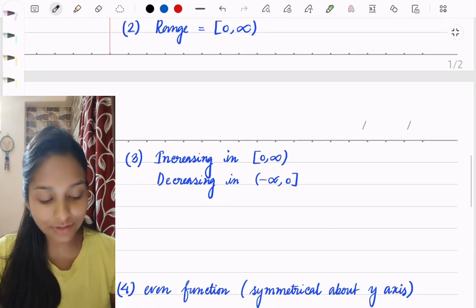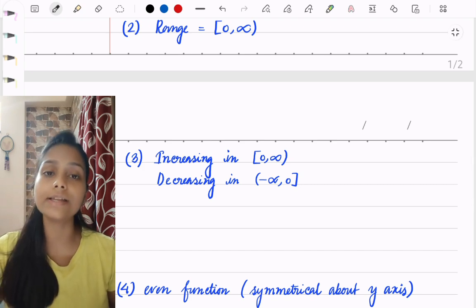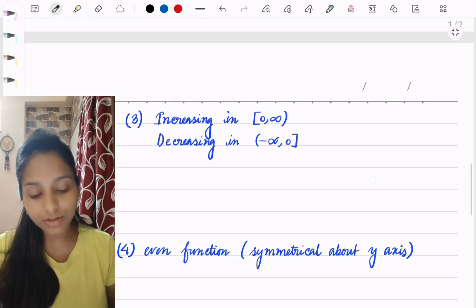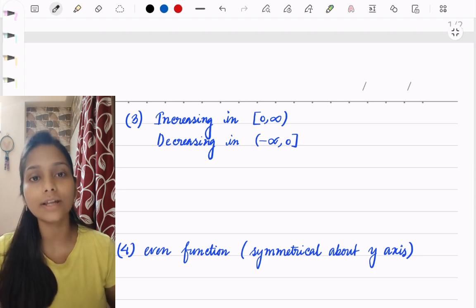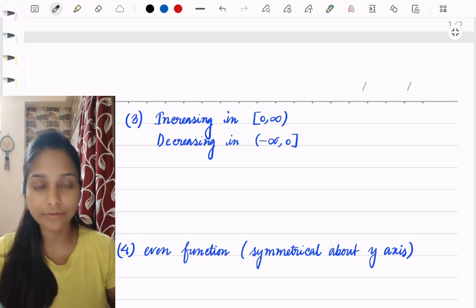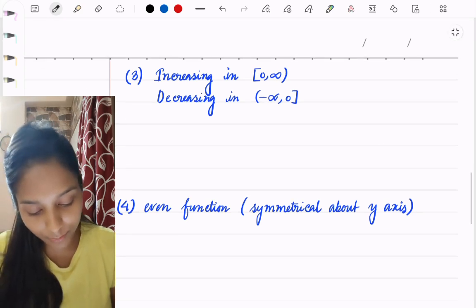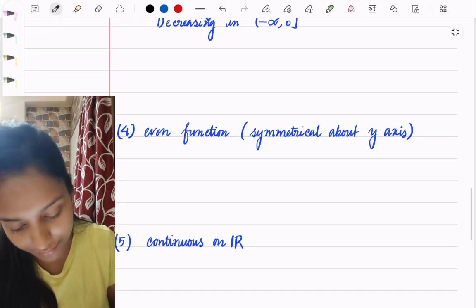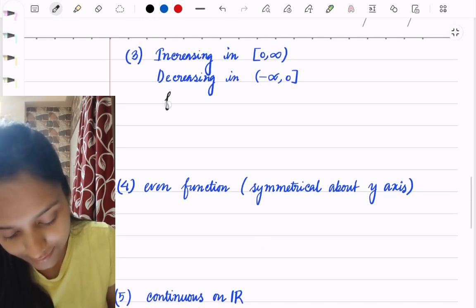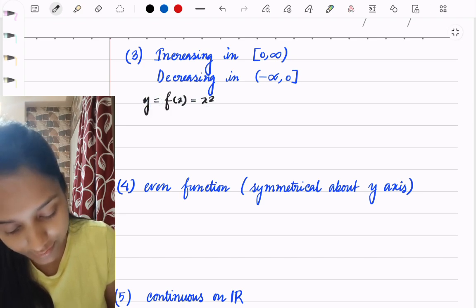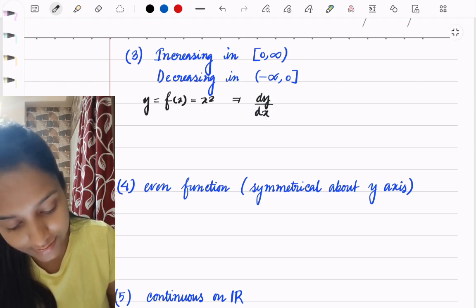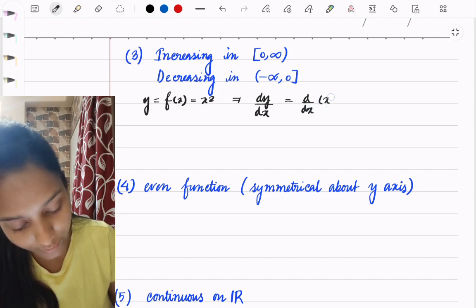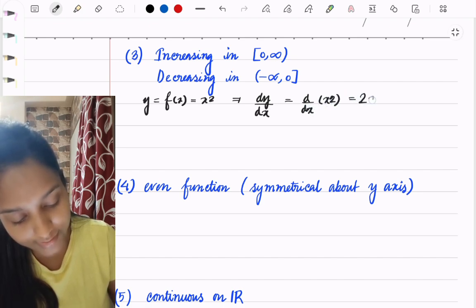Next, this function is increasing from 0 to infinity and decreasing from minus infinity to 0. For understanding the increasing or decreasing function, we must take the derivative. So if we take the derivative of this function, here we have y equals f(x) equals x square. From here, if we take the derivative, dy/dx equals d/dx of x square, which is 2x.